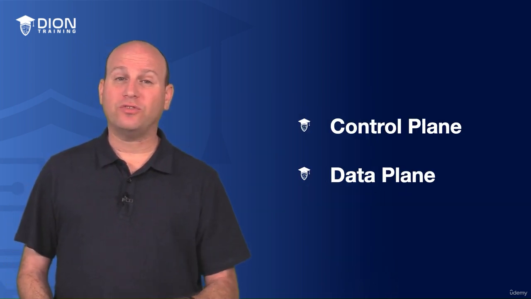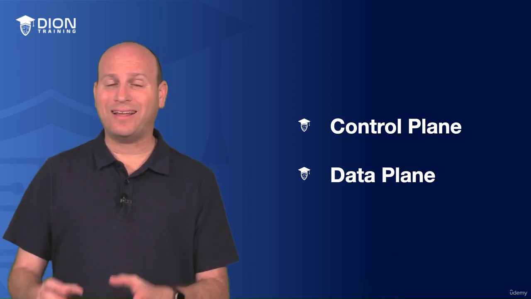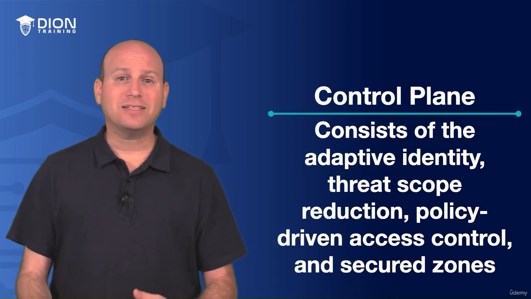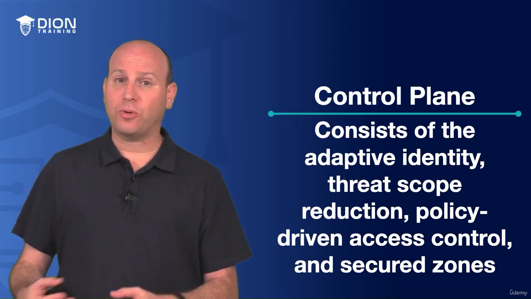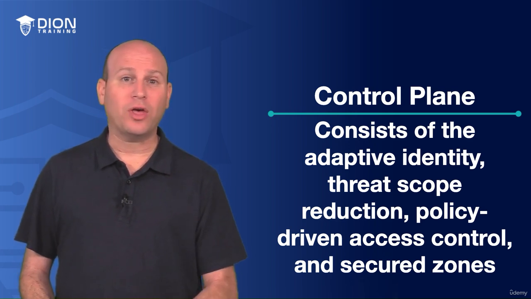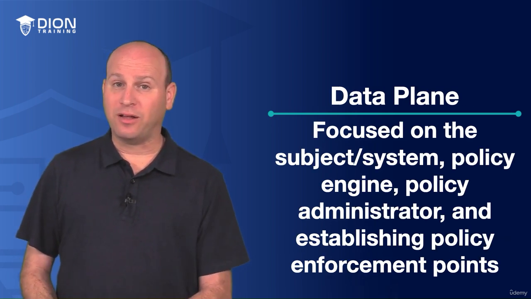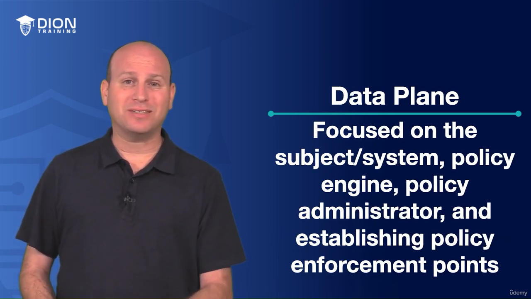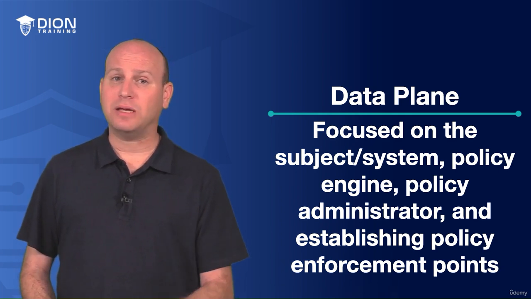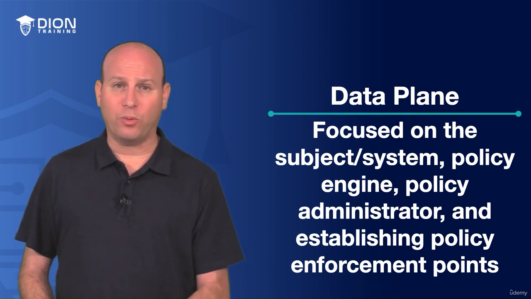Now, in order to achieve zero trust, we have to use a control plane and a data plane. The control plane consists of the adaptive identity, threat scope reduction, policy-driven access controls, and secured zones. The data plane, on the other hand, is going to be focused on the subject and system, the policy engine, the policy administrator, and establishing policy enforcement points.